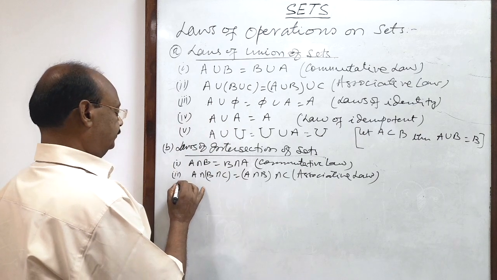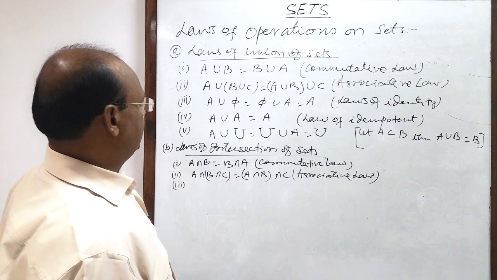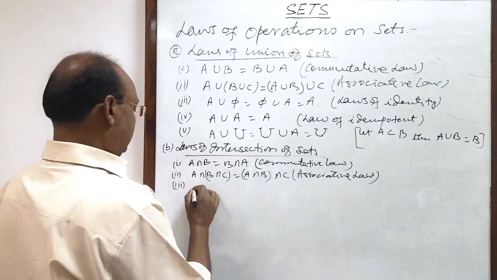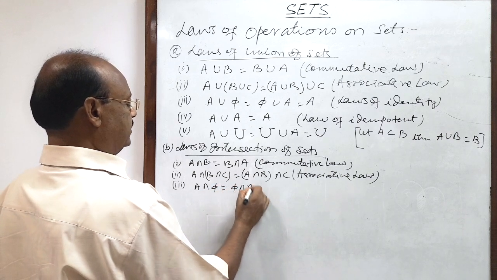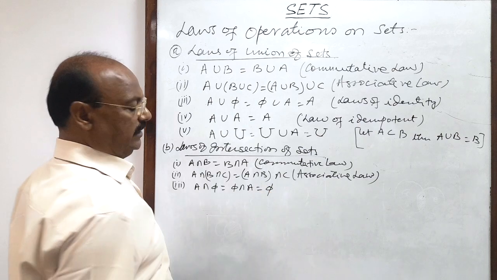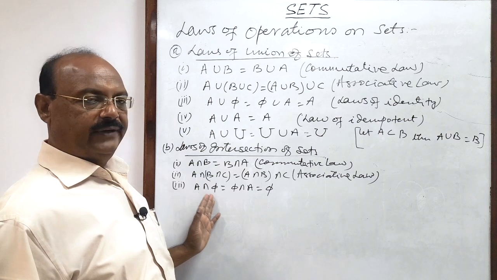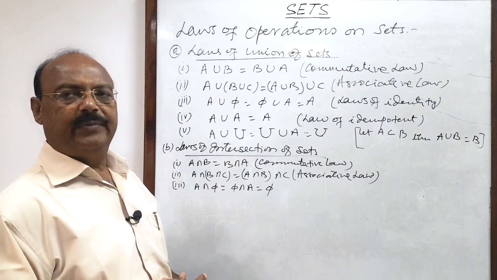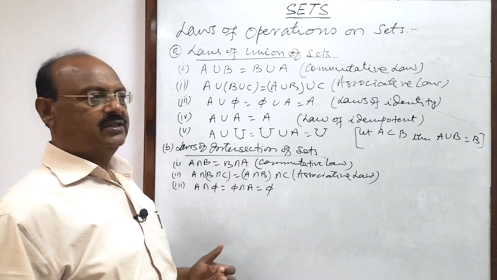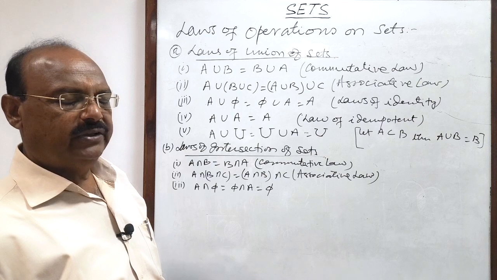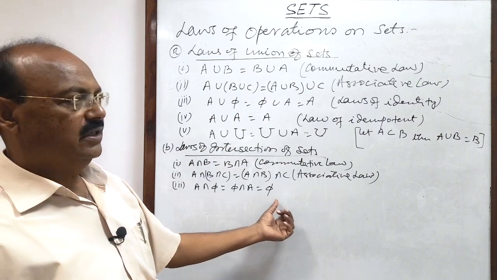Third, laws of identity. Here A intersection phi is equal to phi intersection A, and this is equal to phi. Why phi? Because in the operation of intersection we have to select common elements from these two sets, but the null set, the empty set, has no element, so there is no question of any common element of these two sets. So finally the result is the empty set.